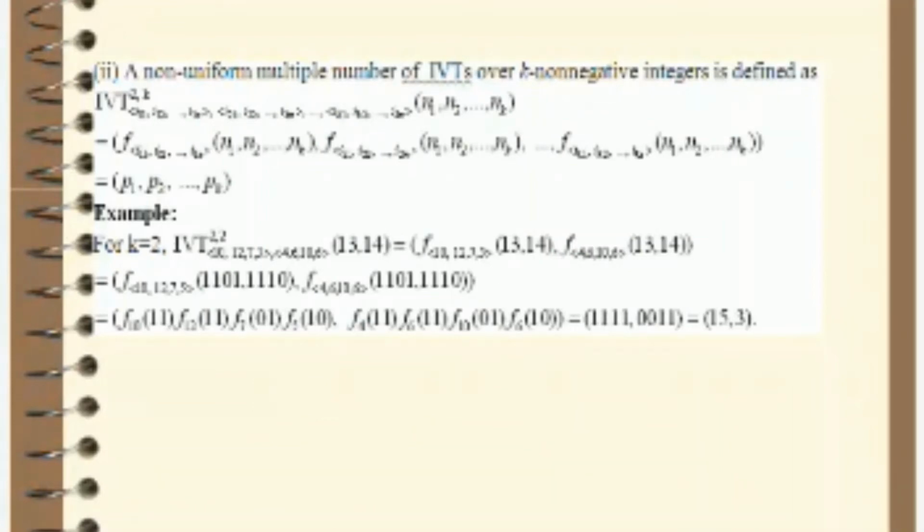Then next, non-uniform multiple number of IVTs over k non-negative integers is defined, and it is written like this. And we have given one example, that is when it acts on 13 and 14, it gives a value that is 15 and 3. That means one ordered pair is shifted to another ordered pair.